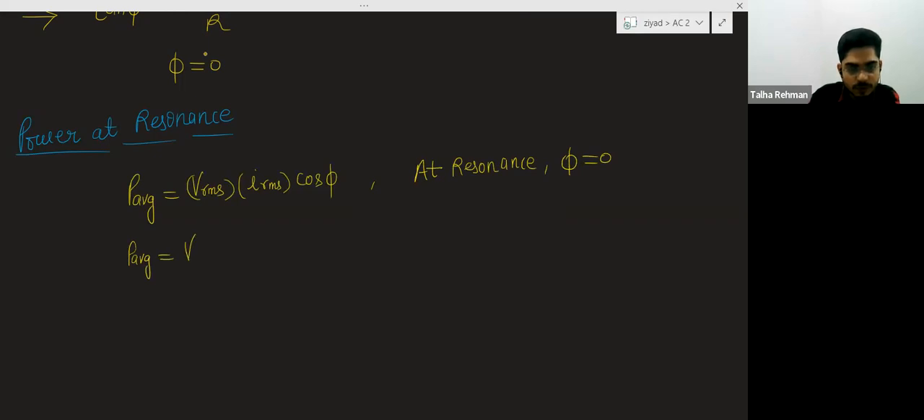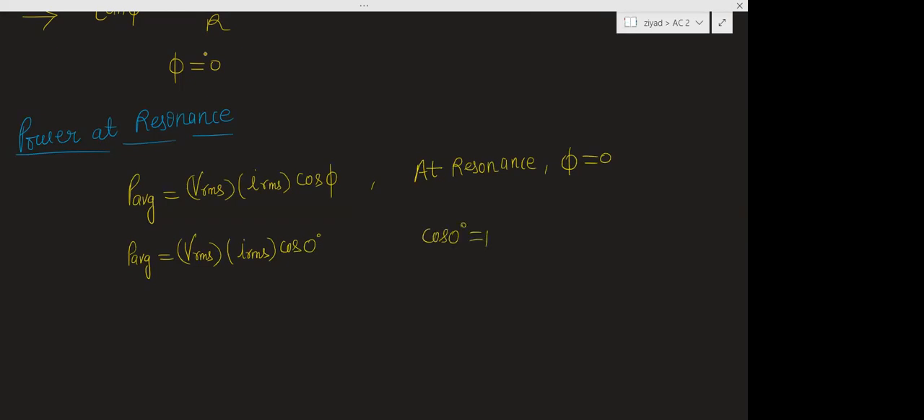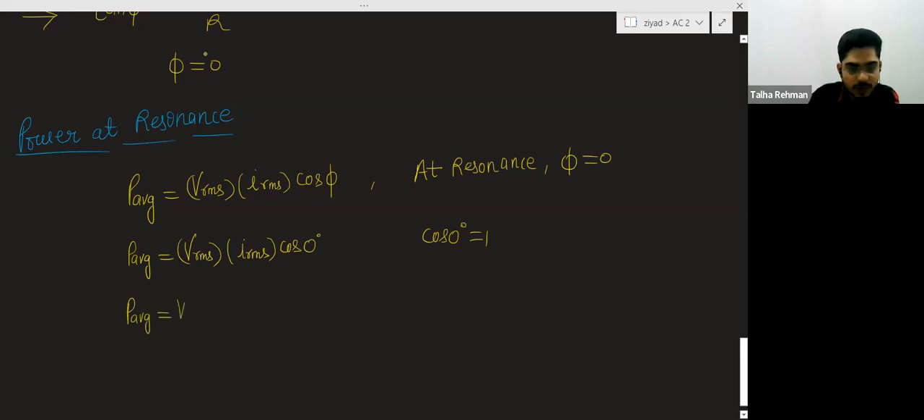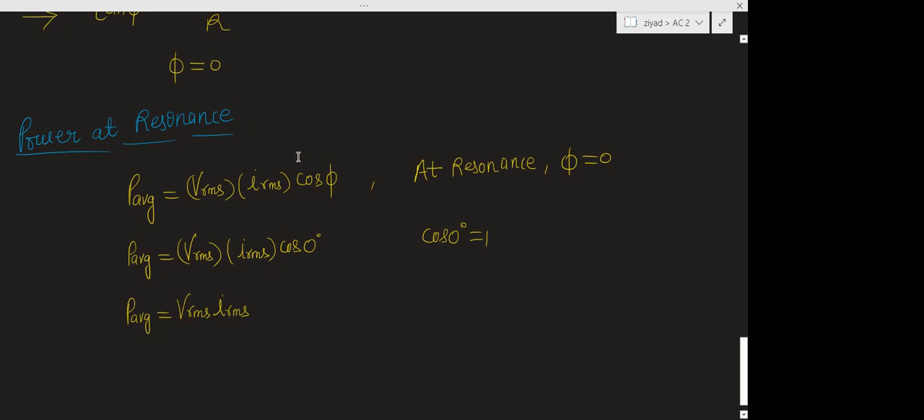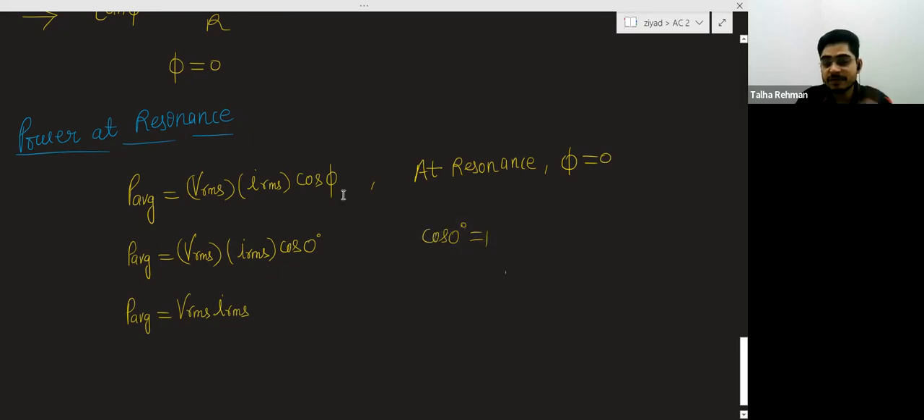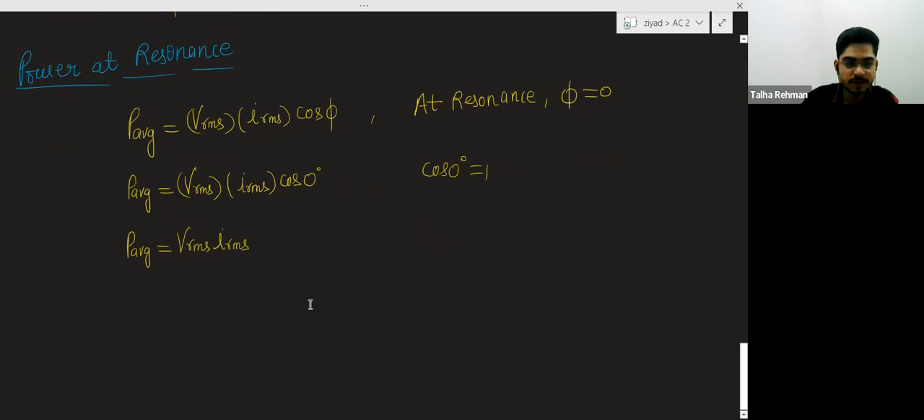So average power is equal to VRMS IRMS cos 0, and cos 0 degree is equal to 1. So this will become only VRMS into IRMS. And this power will also be the maximum power. Here cos phi is equal to 1, which is the maximum value of cos. So we can say power becomes maximum. So this average power is basically the maximum average power.